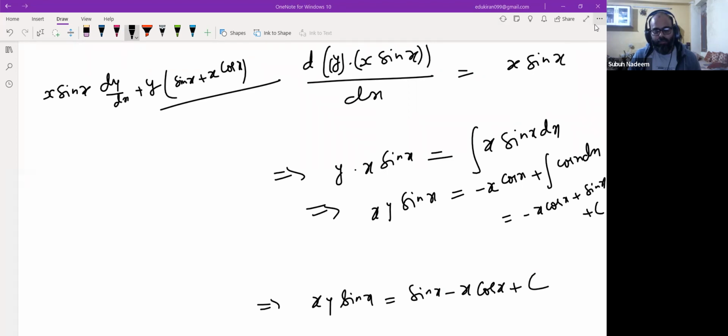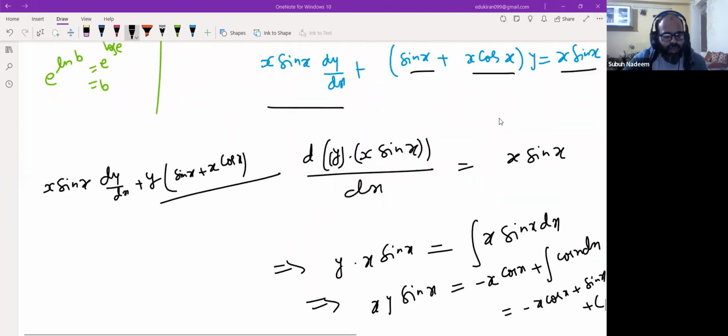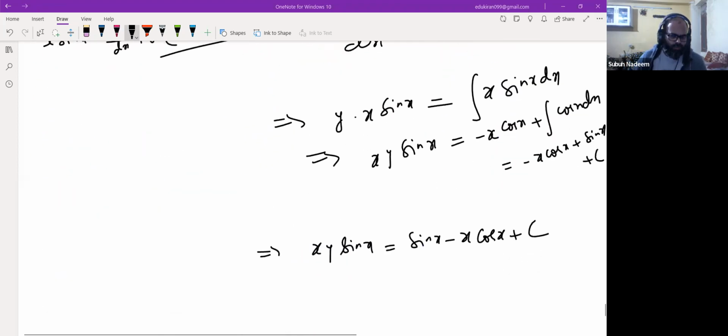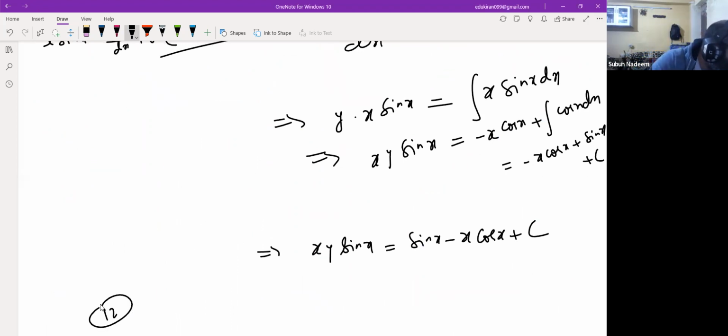Oh, yes, sir. Okay. So you can write it down, and next you have to try question number 12. I think that it may not be of the form dy by dx. It may be of the form dx by dy. Y and x roles will be interchanged. It may be possible as it seems.